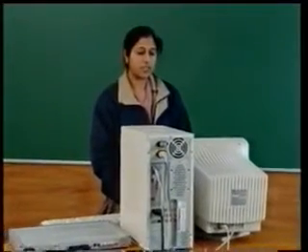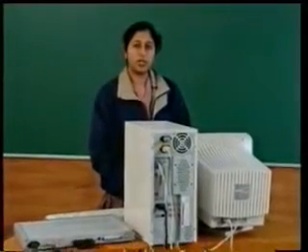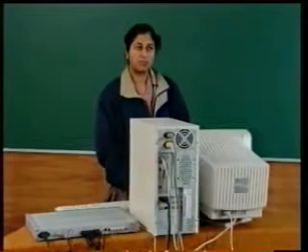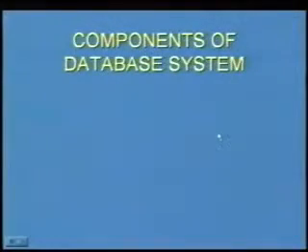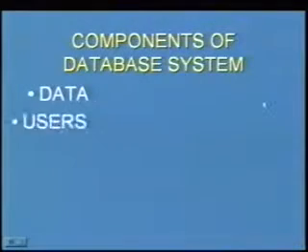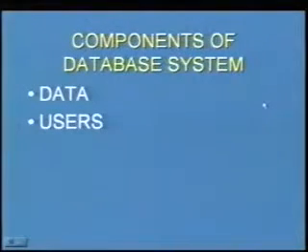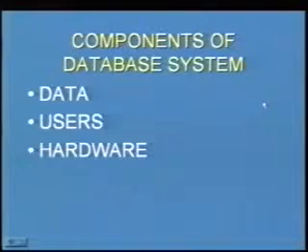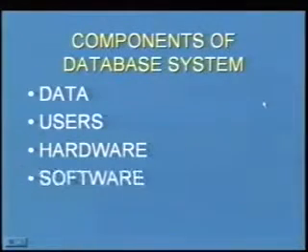Let us now discuss some components of a database system. If we go by the ANSI SPARC model, there are 4 components of a database system. The first is data, the second is users, the third is hardware, and the fourth is software. Let us now take up each of these components in detail.